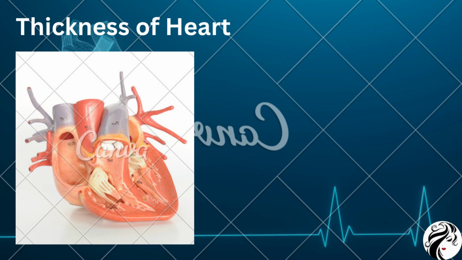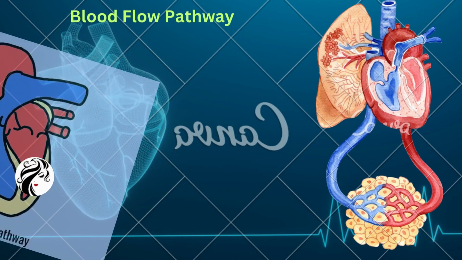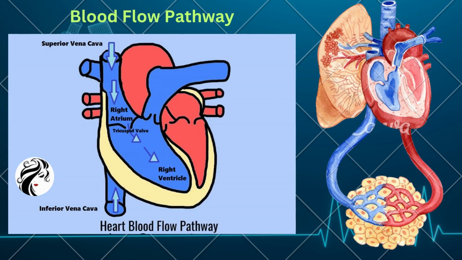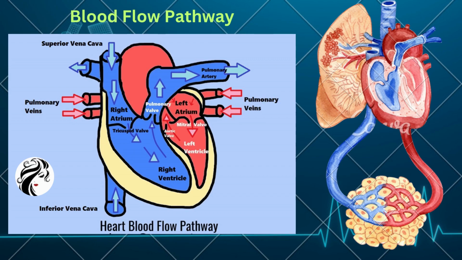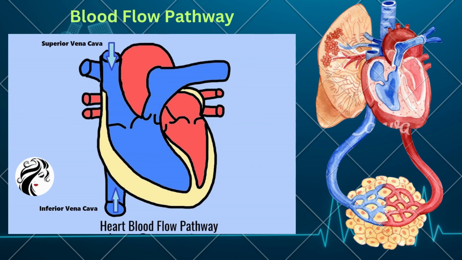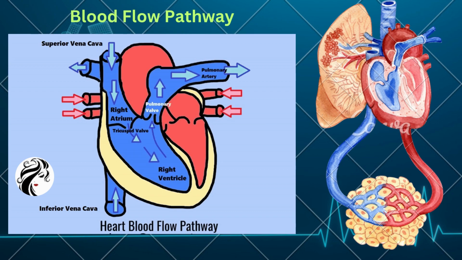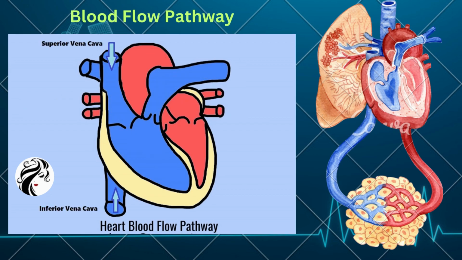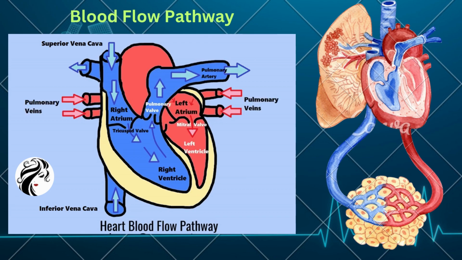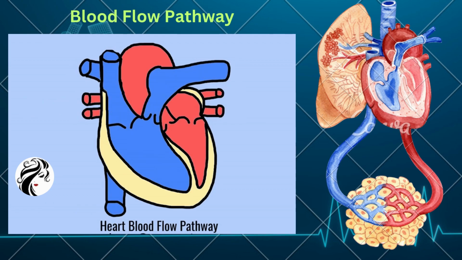So the deoxygenated blood first enters the right atrium through the superior and inferior vena cava, then goes through the tricuspid valve to the right ventricle. Then it goes upward to the pulmonary artery. It enters the lungs, where the deoxygenated blood is converted into oxygenated blood, then re-enters the left atrium, then goes through the mitral valve. It enters the left ventricle, then it pumps blood through the aortic valve, the aorta, to all over the body.